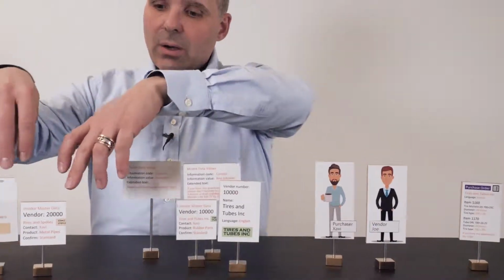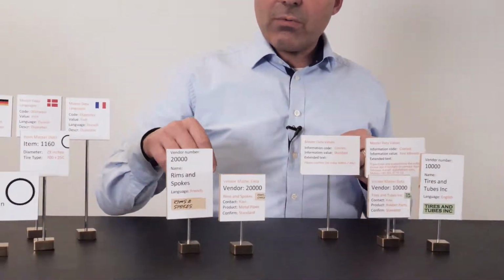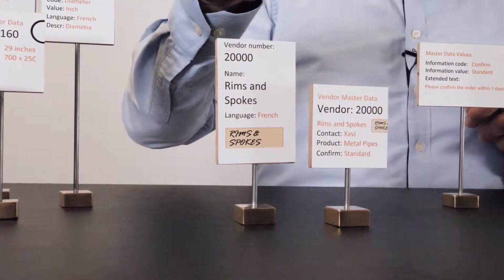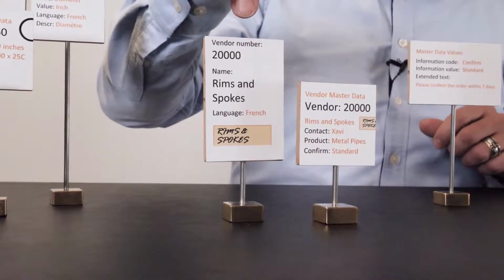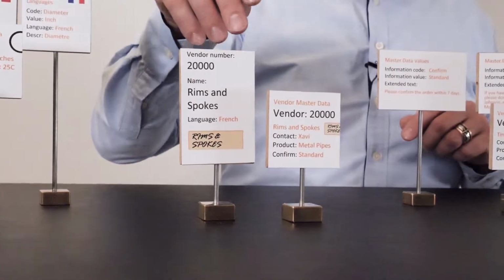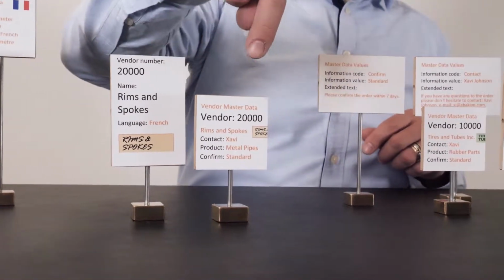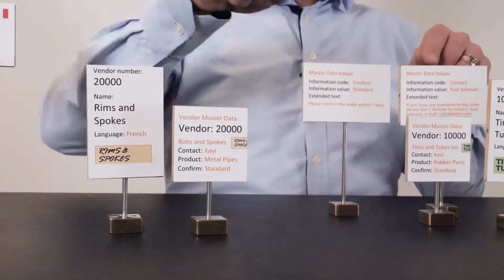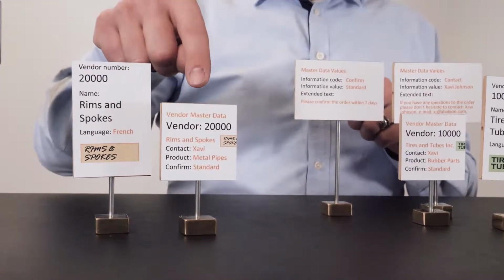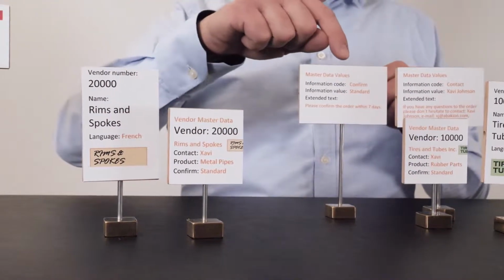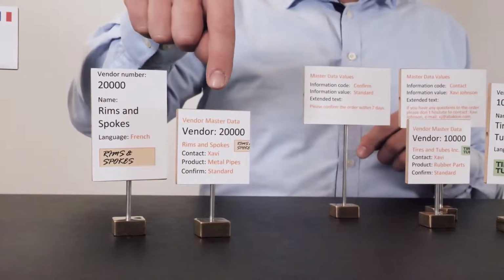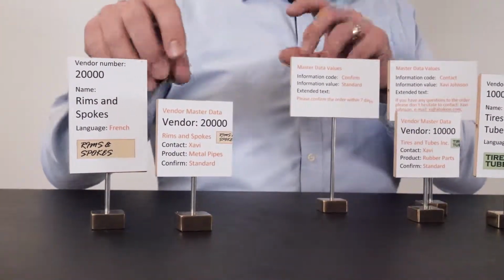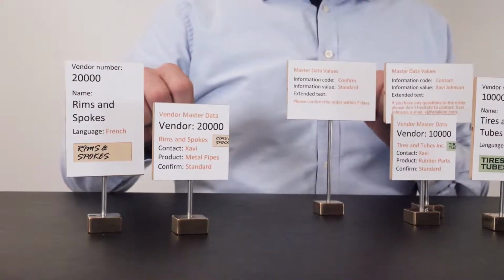Likewise, if we create other vendors, so over here we have a vendor for rims and spokes, and he's a French-speaking vendor. So therefore, of course, he has a language code French, and we would like all the setup to work in French as well. And we have master data set up on that vendor, and we set up, for instance, maybe this is also Savi, that it's the purchaser or the contact person, and there's a confirmation standard again, so that's the same, where maybe this is a product metal pipes, this could be a product rubber parts, so there's some differences, and we could set that up as master data.